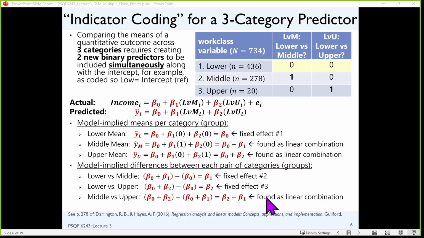But there's one thing I don't yet know that I would probably want to know, which is what about the two non-reference groups? How do they differ? Well, same logic will get me that. I have the mean for the upper minus the mean for the middle. Now the beta zeros cancel, but I'm still left with beta 2 minus beta 1. And that's how I get it. So this one you are going to have to ask for specifically because it is a linear combination of existing model parameters. It's indirectly given by the model.